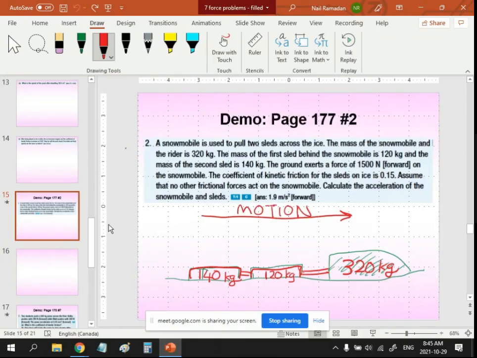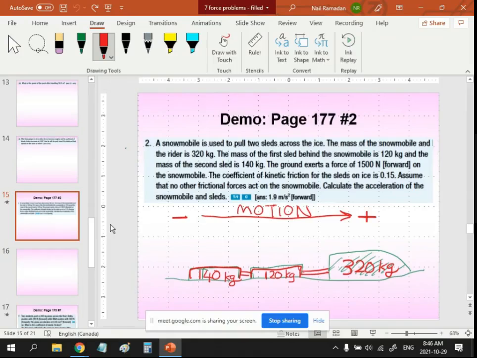They're being pulled by this snowmobile. This is the one with the engine. It's pushing on the ice, so the ice is pushing back. Basically, the walking principle. So motion is always going to be given what sign? Positive, which means pretty much this is negative for sure.